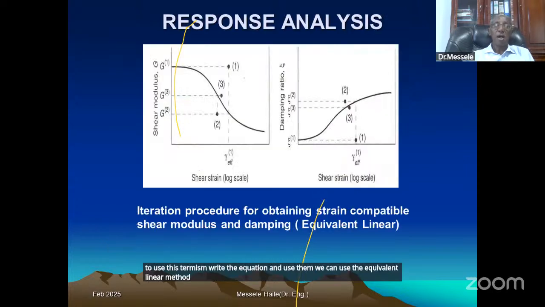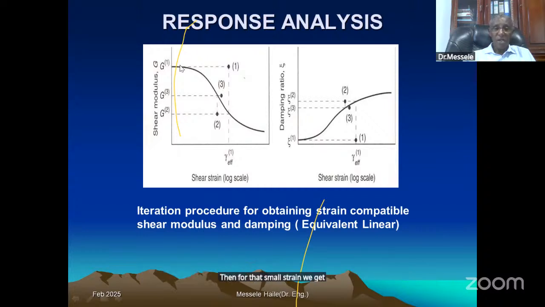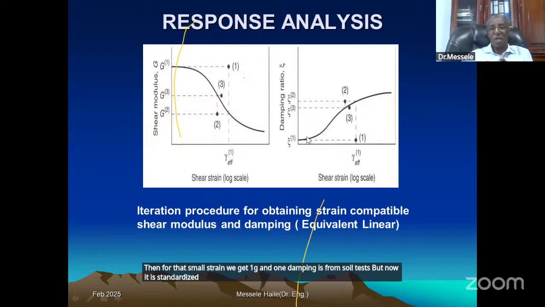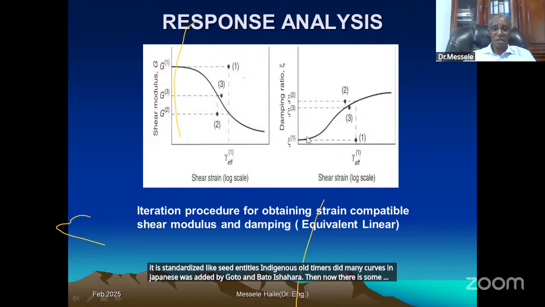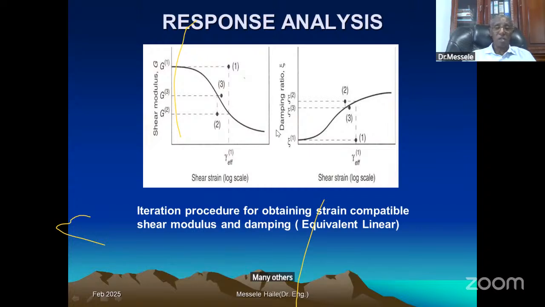It means, for example, we assume a small strain. Then for that small strain, we get one G and one damping. This is from soil tests, but now it is standardized. Like Seed and Idriss, engineers, old timers did many curves. In Japan, it was added by Goto and by Ishihara. Then now there are some average curves in these aspects from many earthquake records, so we can use the equivalent linear method.